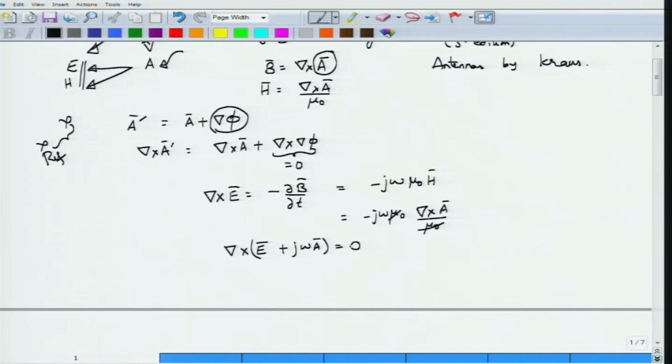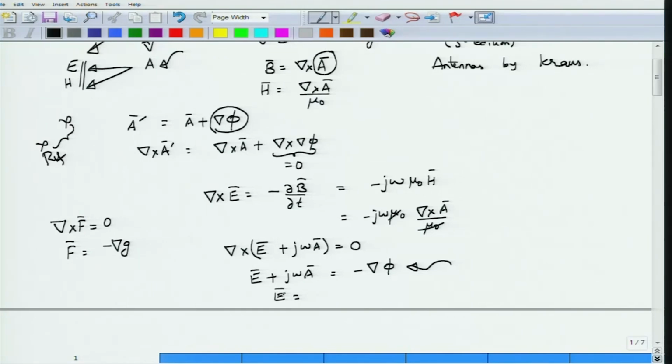Now this equation looks very nice. It says that the curl of a quantity is equal to 0, which means that I can express this quantity in terms of the gradient of some scalar function. So I can write E plus j omega A in terms of the gradient of some quantity phi, and in fact you can use this as a definition of phi, because I know E, I know A. I have already defined A in terms of B.